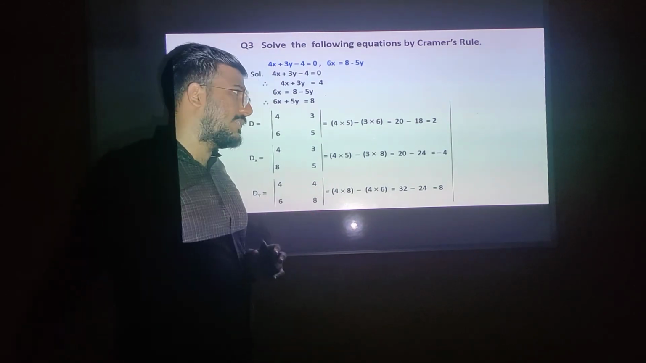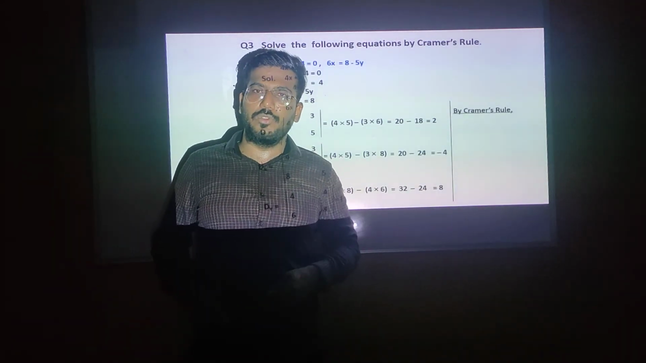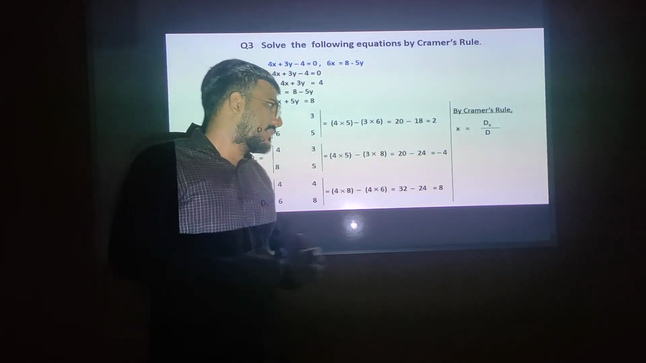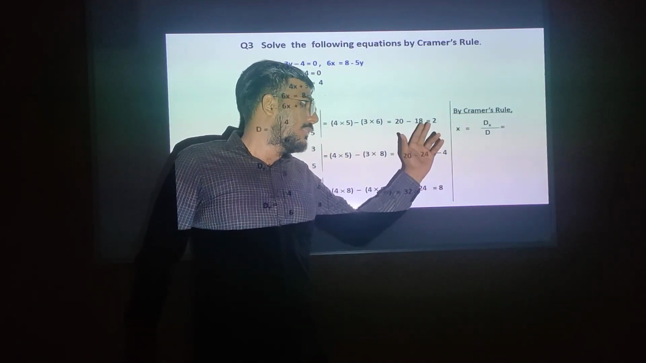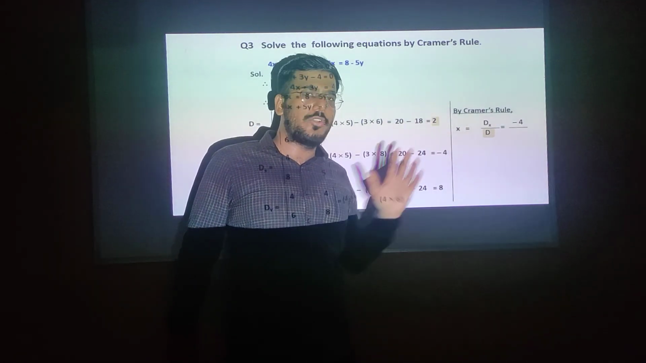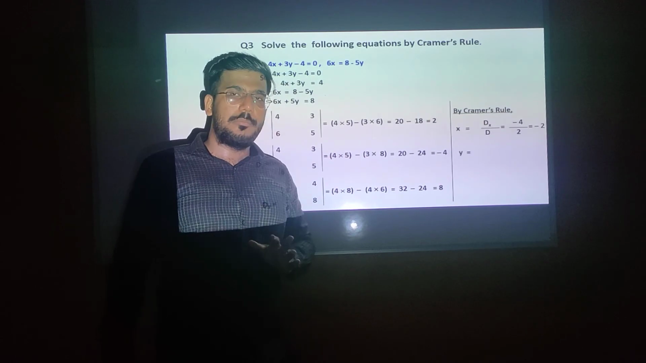Now please write that sentence. What? By Cramer's rule. So what is Cramer's rule? X is equal to Dx upon D. What is the value of Dx? -4. What is the value of D? 2. So what do we get? -4 upon 2. 2 1s are 2, so the answer is -2.